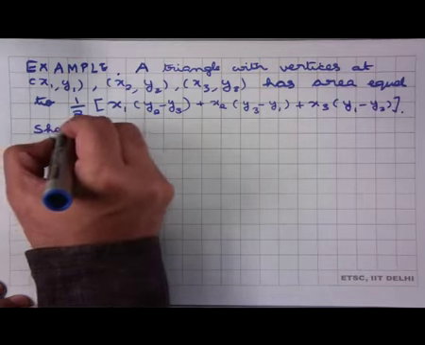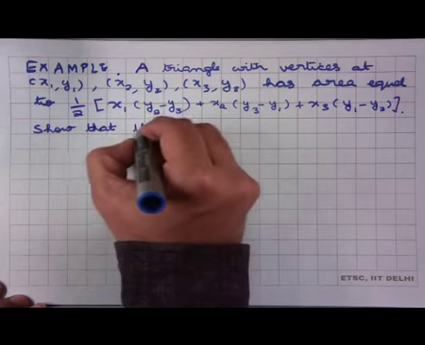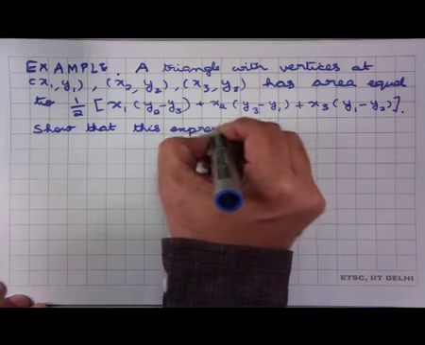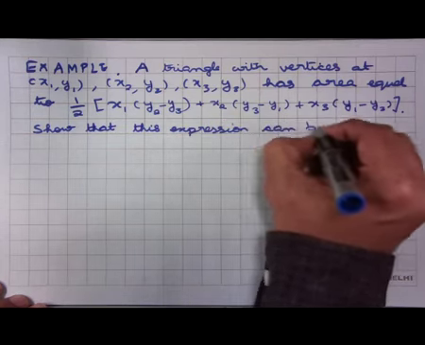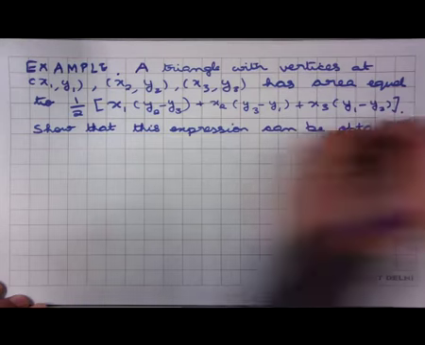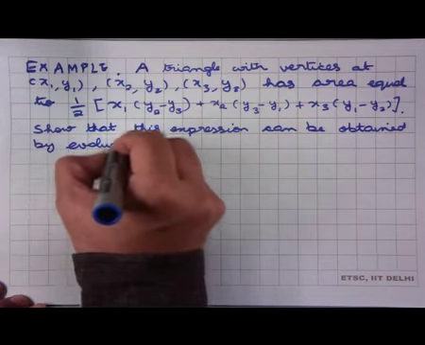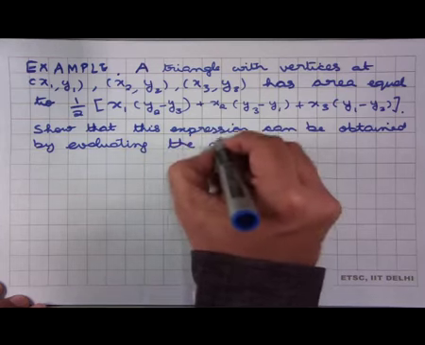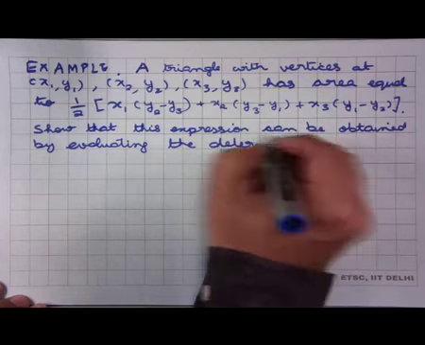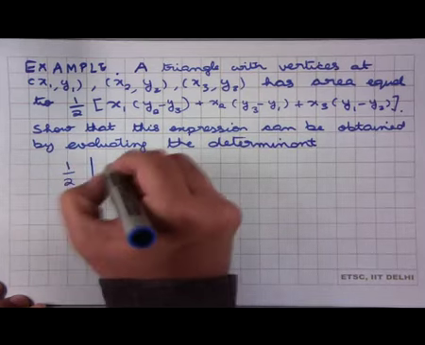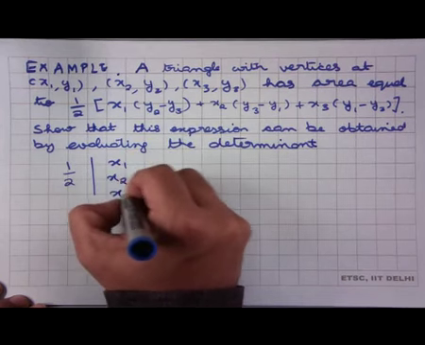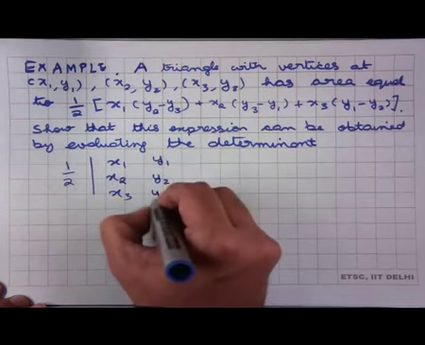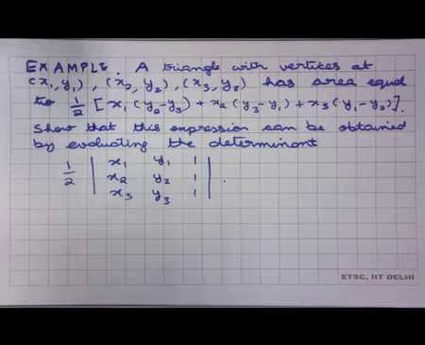Show that this expression can be obtained by evaluating the determinant half times x1, x2, x3, y1, y2, y3, 1, 1, 1. So, in other words, what we have to show is that the expression which is written in terms of the coordinates of the vertices of a triangle can be expressed in terms of this determinant, where the first row has the first vertex followed by 1 and so on for the other rows.